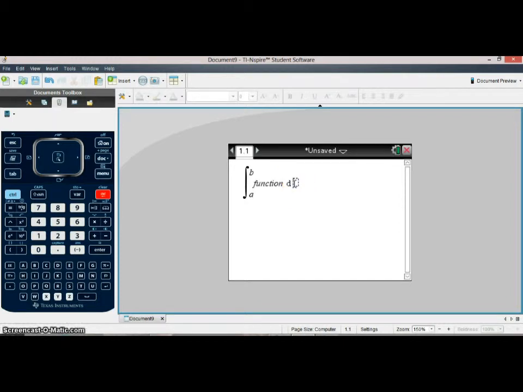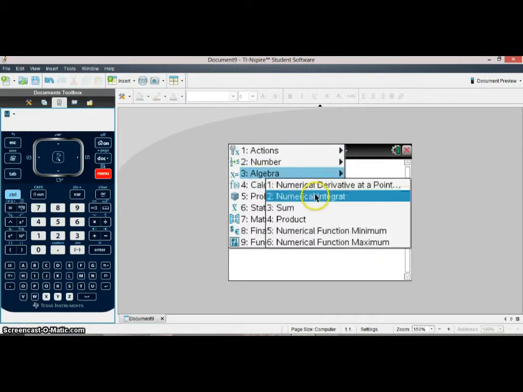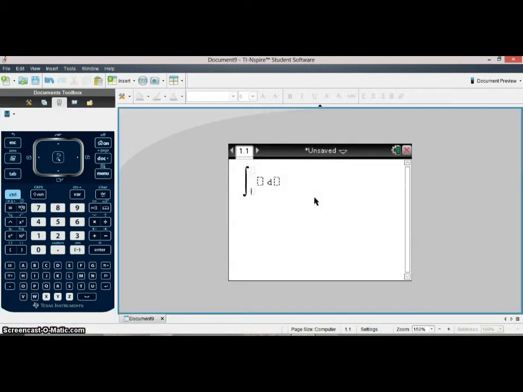So there's that. Basically, what you can do is, I remember doing this on the TI-84s. It took like forever, and now it's just so easy. The other way you can do it is go to Menu, Calculus, Numerical Integral, and it gives you the same thing. So let's actually do something.